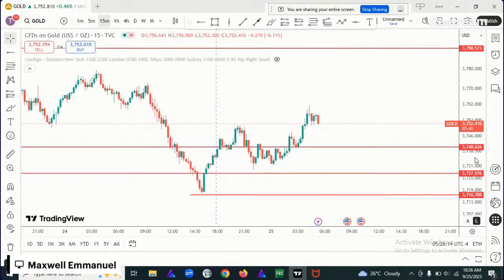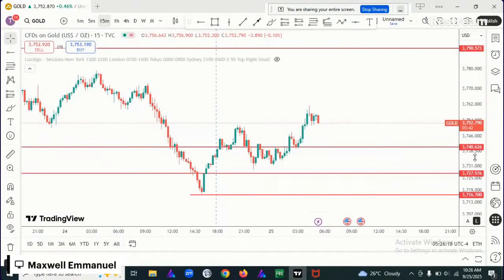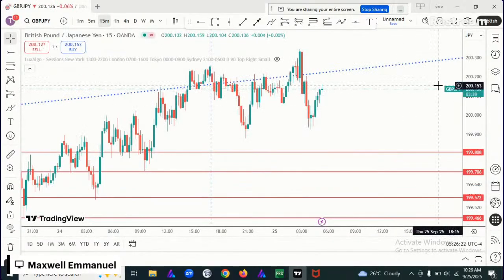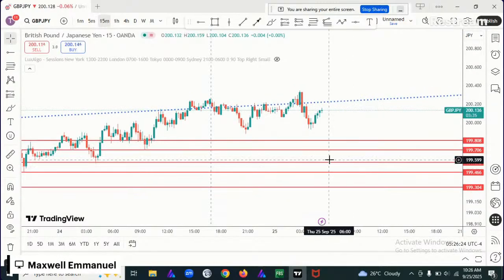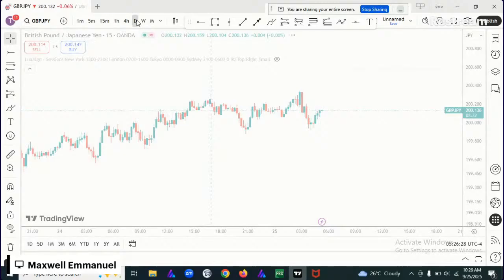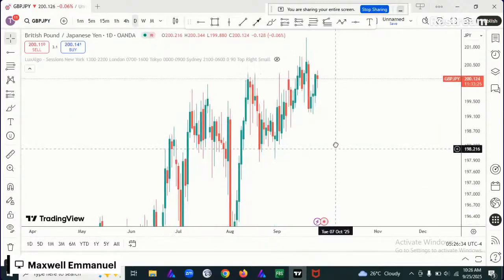Okay, let's look at GJ, GBP JPY. Let's start with the daily time frame. Yesterday's candle was strongly bullish.